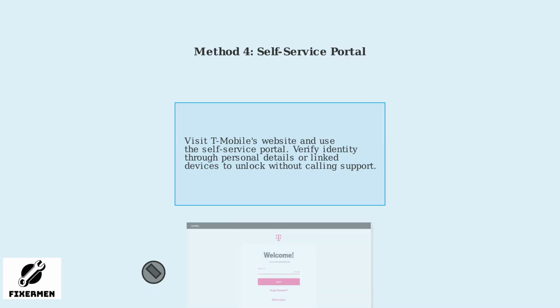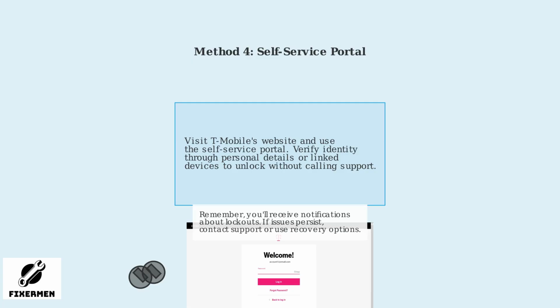T-Mobile offers a self-service portal on their website for faster unlocking. Go to the site, access the portal, and verify your identity using personal details like the last 4 digits of your SSN or linked devices. This avoids calling customer support and resolves issues quickly. You'll receive SMS or email notifications when your account is locked, including unlock instructions. If you encounter persistent issues, additional recovery options are available through T-Mobile support.